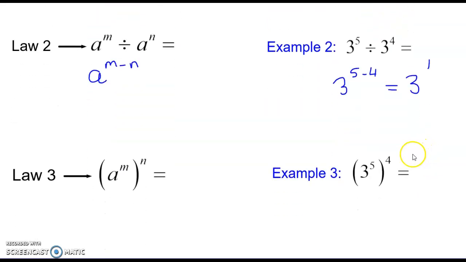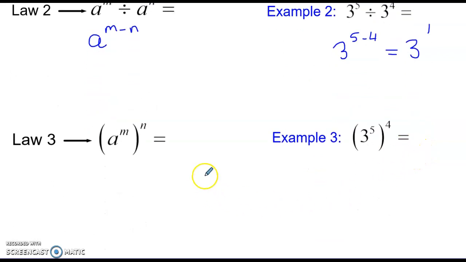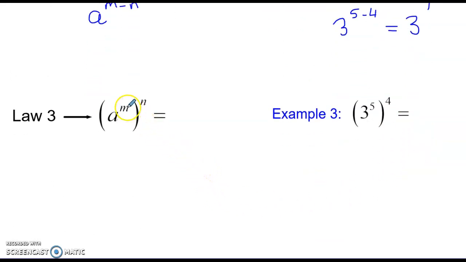Our third law looked at what happened whenever we have an exponent inside and outside a bracket. If you remember, when we get that, our rule says that what we do is we multiply the exponents. That should be an n there. So if we look over at our example, we have 3 to the 5 times 4, which of course would be equal to 3 to the power of 20.